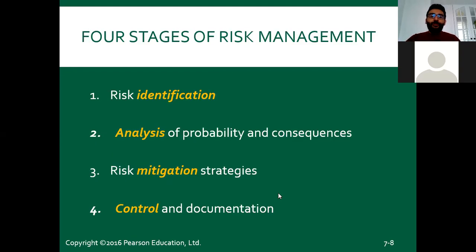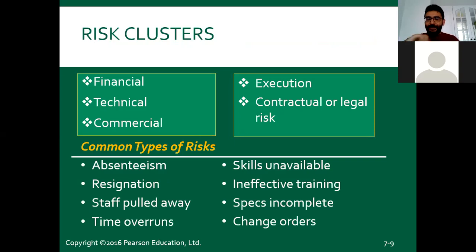So the types of risks, first of all, identifying the risks. There could be financial risks. There could be technical, commercial, execution, and contractual risks, right? I mean, it's endless. So many types of risks that you can face while you are managing a project, right? Absenteeism of the project members. Resignation of some partners. They just leave you in the middle of the way. Staff pulled away. You have a very highly skilled employee in your project team, but his functional manager calls him back. Okay, I want him, I need him.